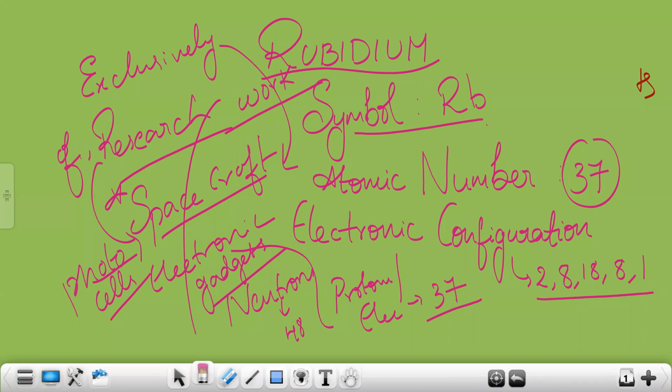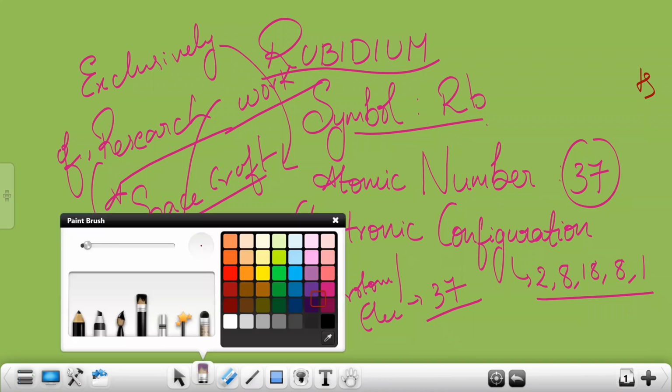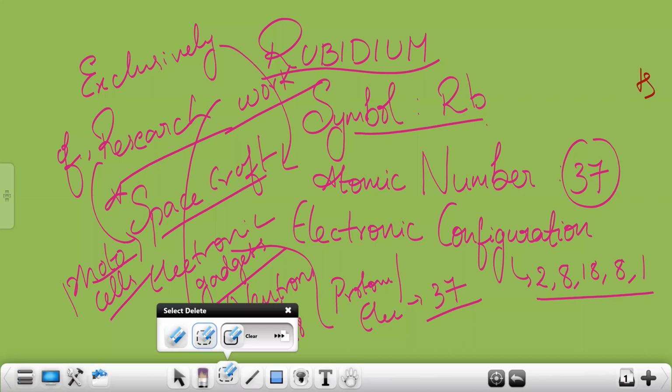So rubidium is clear to everybody? Is it clear for everybody, rubidium? So now we were going to learn about another element.